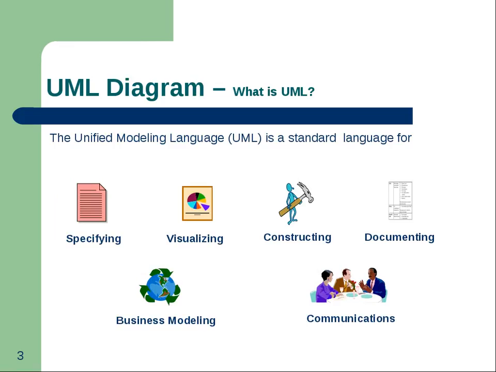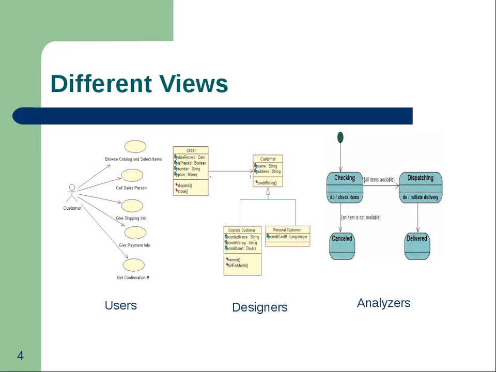UML, standard language, is really for documentation: specifying how you do it, visualizing how it's done, helping you construct it, document it, helping with the business model, and helping with communication. It's all about documenting here. There are different views. The use case, where you have your beautiful stick figure pointing to different use cases. You have designers, your UML class diagram, where you're giving a picture of what a class looks like, and maybe analyzing to help you diagnose some system problems.